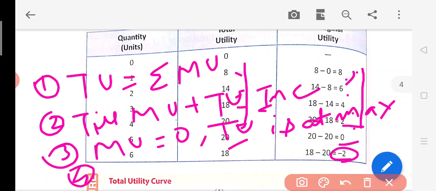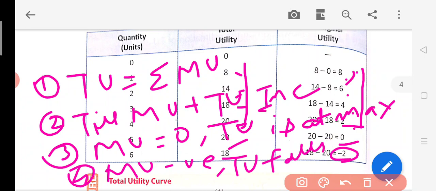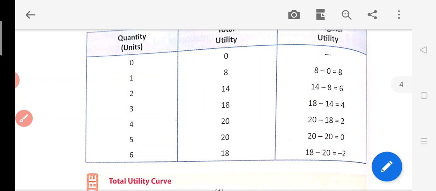See, it is -2 here. So when MU is negative, what happens? Total utility falls. Okay, it tends to decrease. So these are the relationships. If the question comes in the paper that what is the relationship between total utility and marginal utility, so you can make the schedule. If a schedule is asked or if a diagram is asked, you can draw it. Okay.